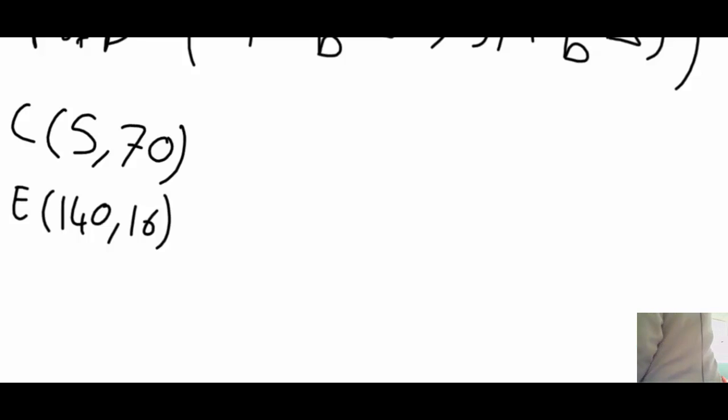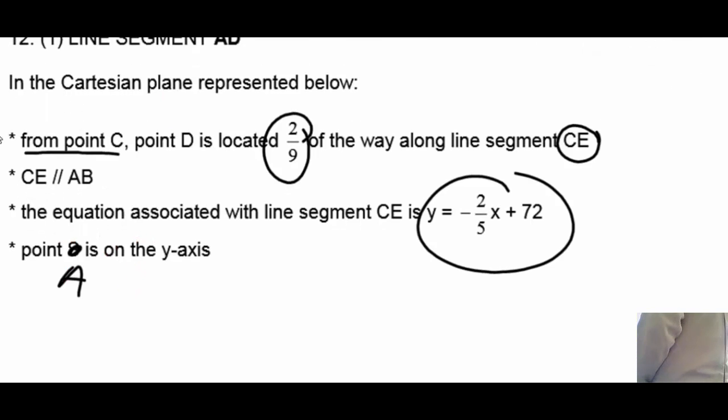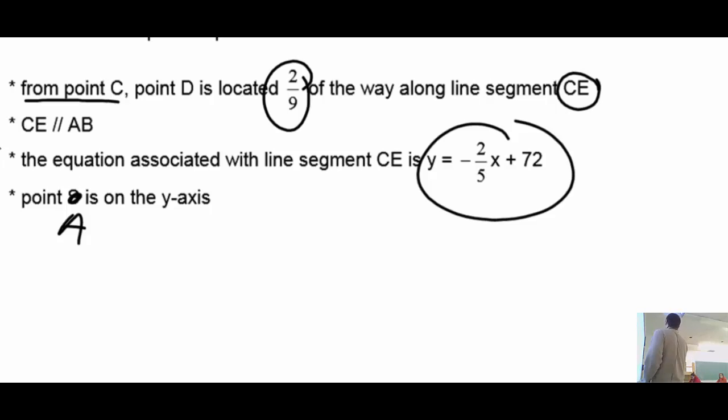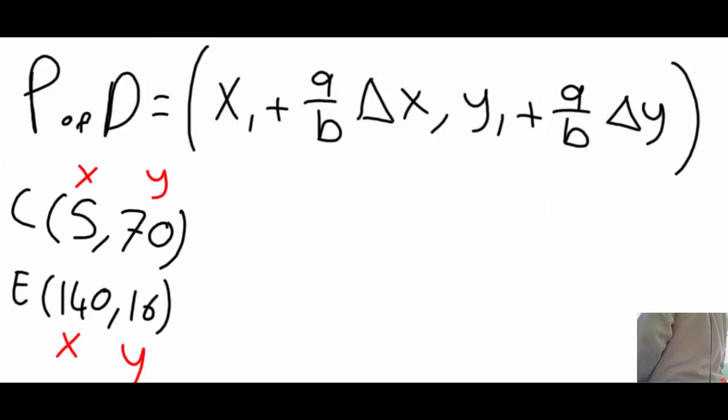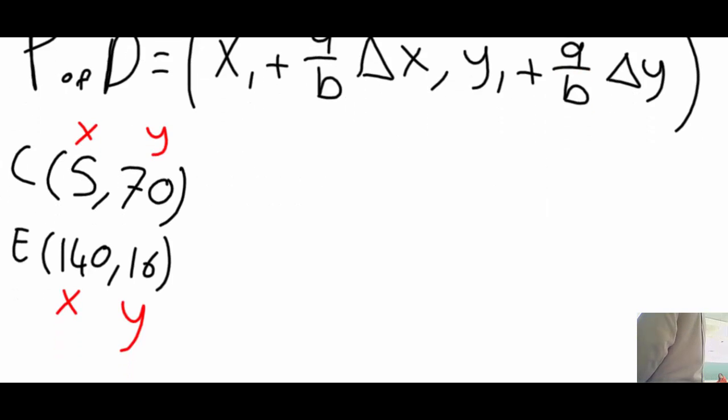Let's label it. This is x, this is y, this is x, this is y. Which one is x1? Which one is x2? That totally depends on the question they give us. This is line segment CE, and you're going to start from C. So C is the first one, that will be number 1. That will make E number 2. Now let's apply the formula.